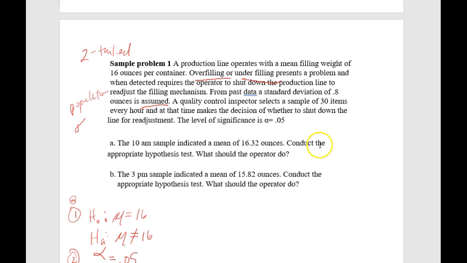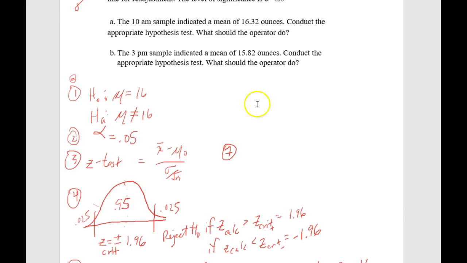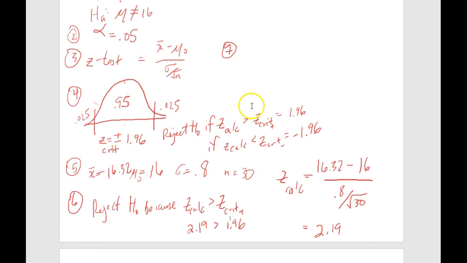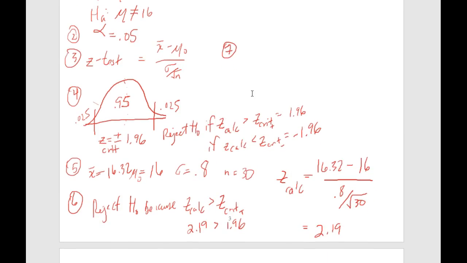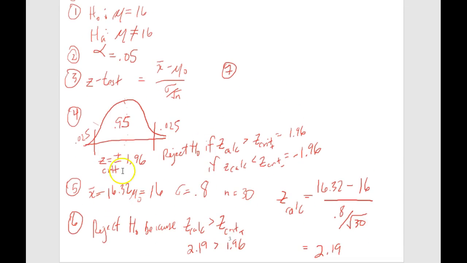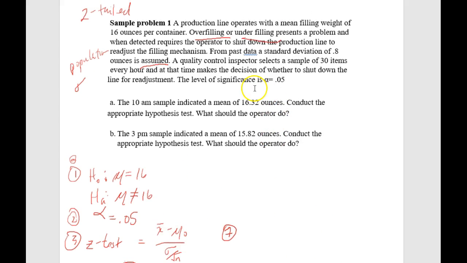Well, we determined that yes, we don't think that mu is equal to 16. We actually think that it's higher. So we actually have to shut the machine down. So in step 6, we'd say we rejected H naught because Z calc is greater than Z crit positive. We've determined that the machine is overfilling, and thus we're going to shut it down. That's that.